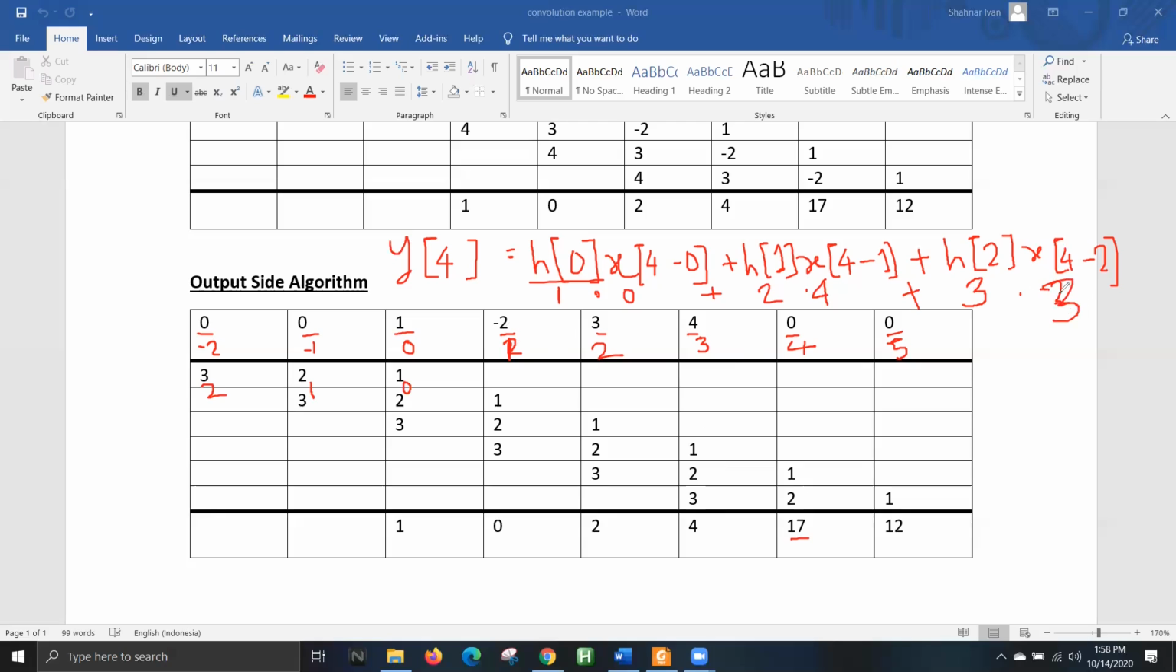Okay, so this is 3. 3 times 3 is 9. So 4 times 2 is 8, plus 3 times 3 is 9. So 8 plus 9 is 17. So this is how we got 17. And if you follow the tabular approach, this is also the same value that you're going to get. So you're also going to get 17.